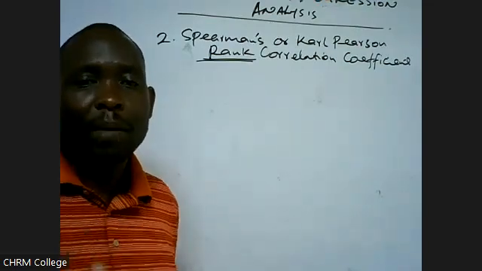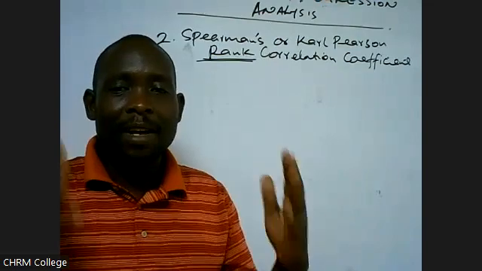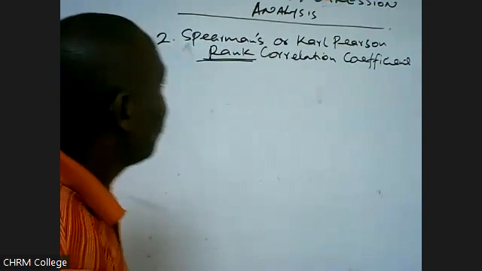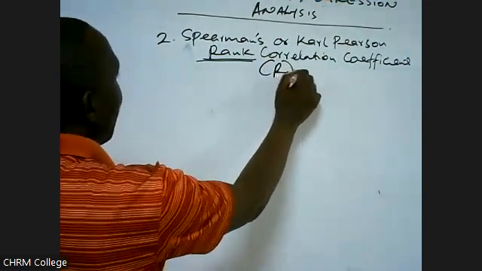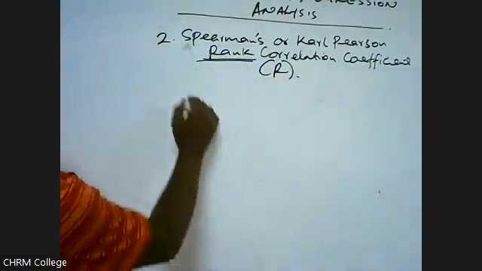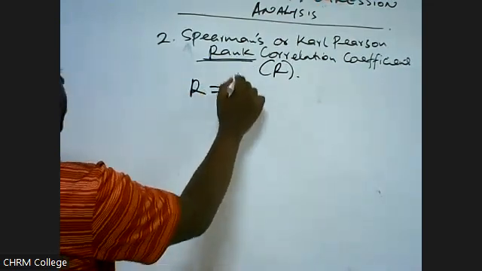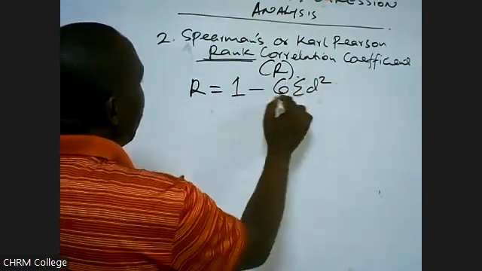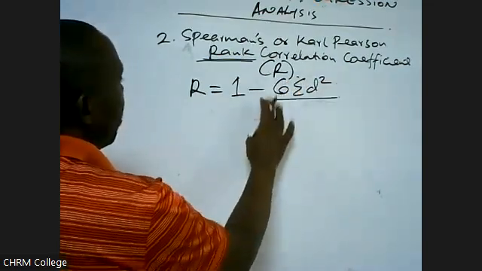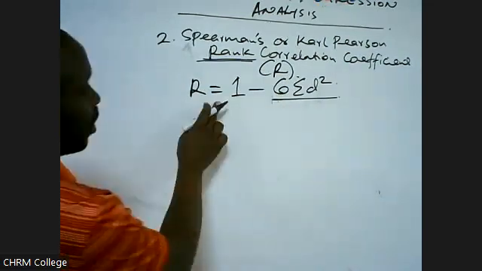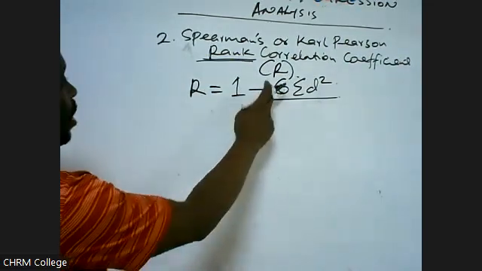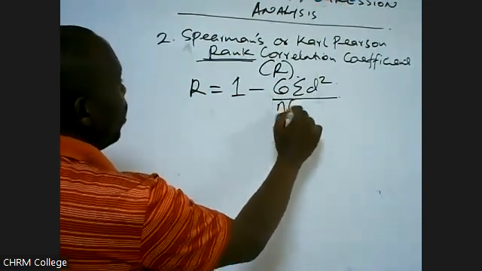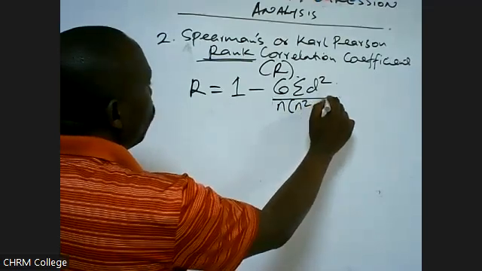So for this one to be applicable, we must have ranking. We rank them from position 1 to the last position. In that case, this one is normally abbreviated by capital R. The rank correlation coefficient is given by 1 minus 6 summation of d squared, divided by, remember this division is up to where we have 6, it does not come over to where we have 1, it is up to here, 6 summation of d squared over n into n squared minus 1.